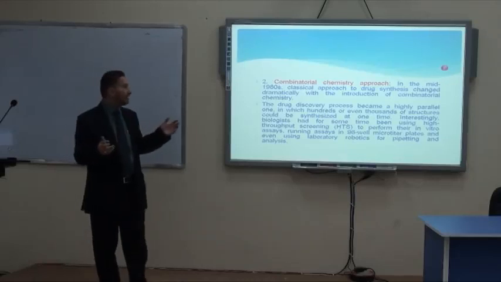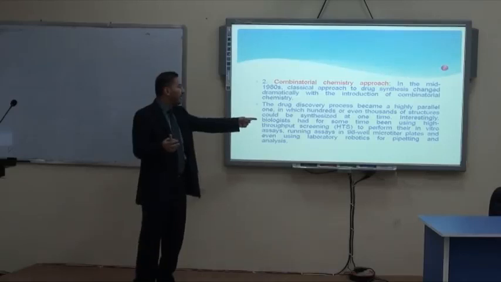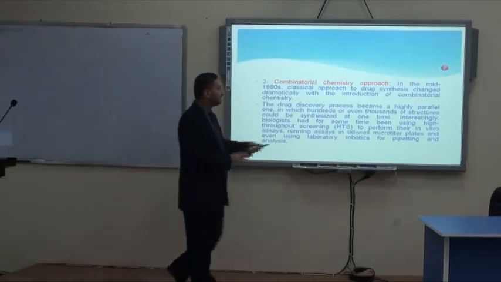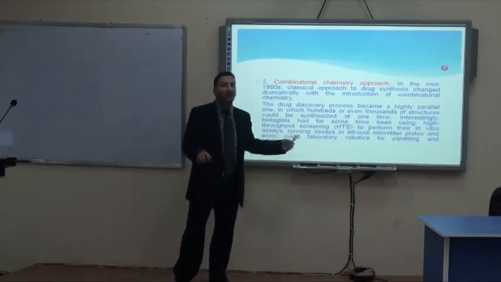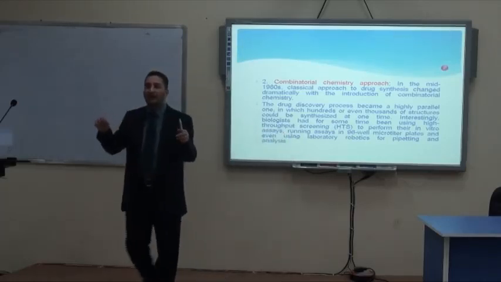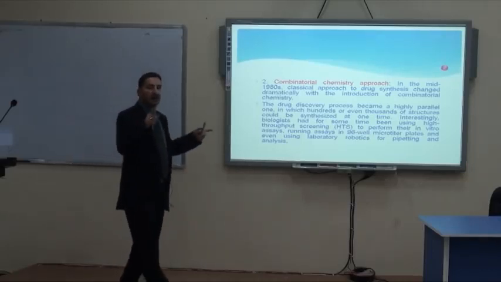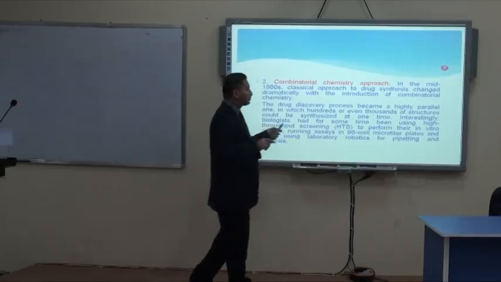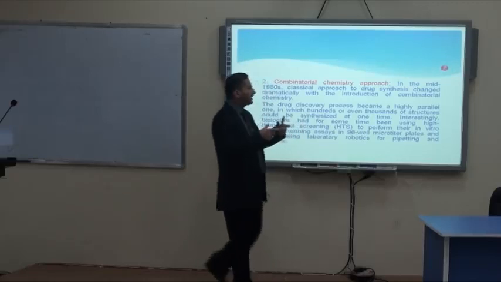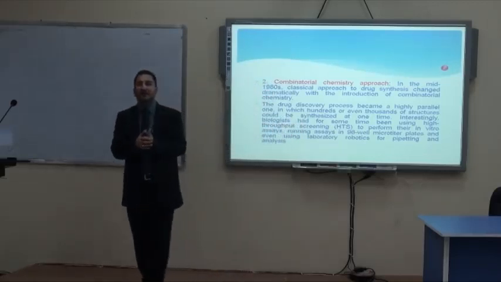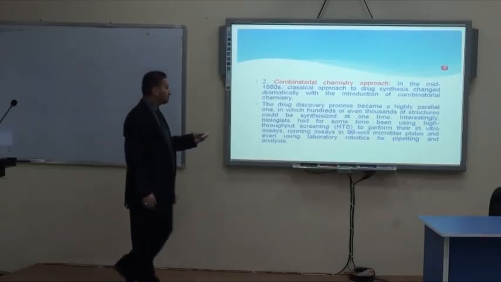And interestingly, biologists have a technique called high throughput screening, which uses laboratory robots for biological testing. We have a plate, 8 by 12, a 96-well microtiter plate, allowing application and testing of at least 96 compounds each time.